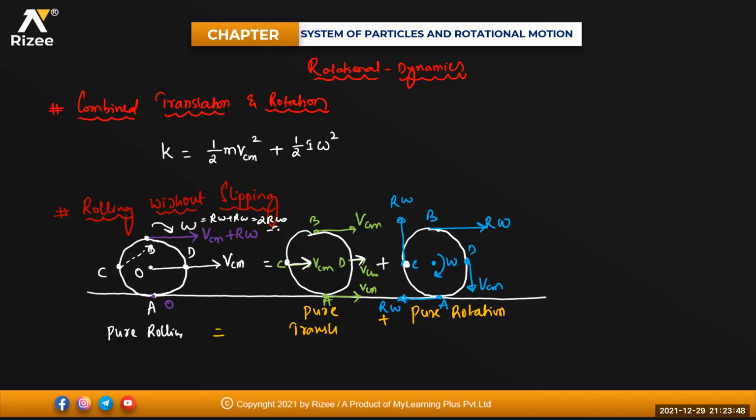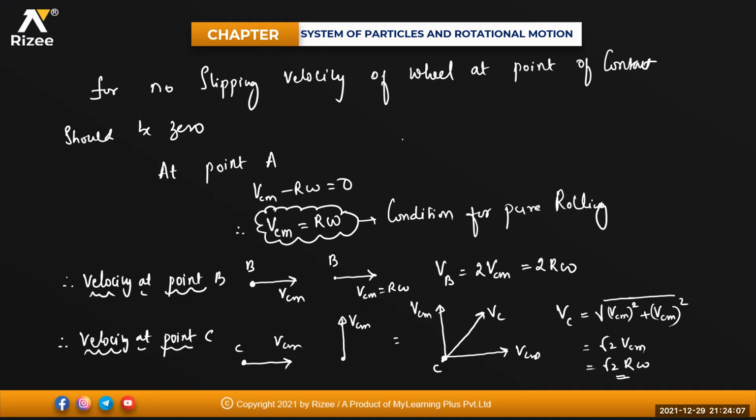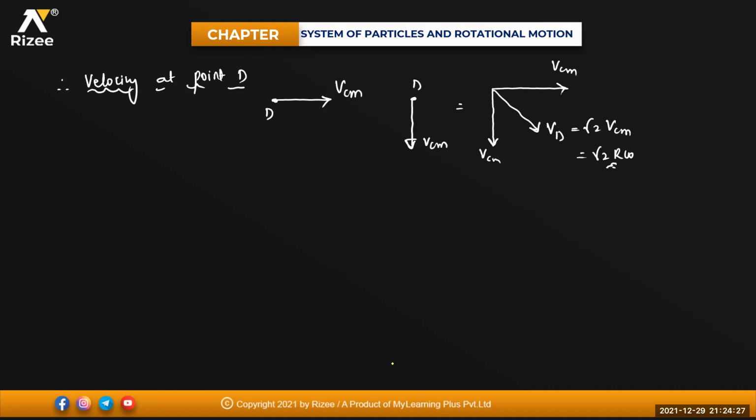At point C, what is the direction, beta, resultant? The resultant direction for this one is in this direction. This is the resultant. Clear, beta? Any doubt in this one? So I can say that for no slipping, velocity of the wheel at the point of the contact should be 0. That means at point A, VCM will be equal to how much? R omega. That will be the condition for your pure rolling. Okay. Sure. Next one.